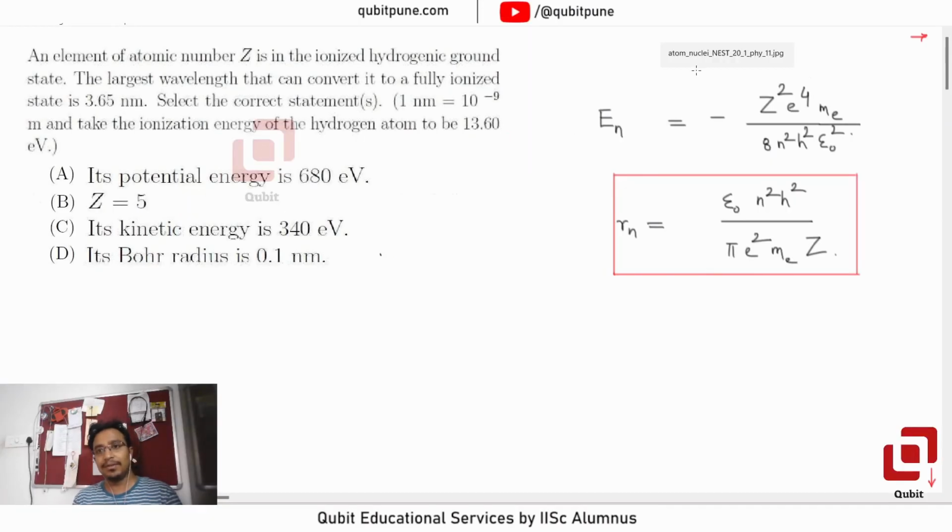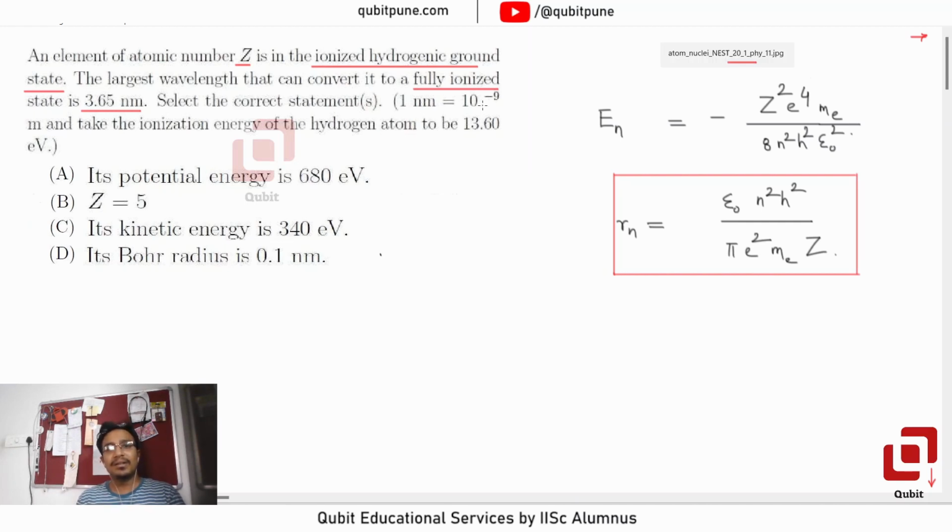This MCQ is from NEST 2020, Shift 1, question number 11. An element of atomic number Z is in the ionized hydrogenic ground state. The largest wavelength that can convert it to a fully ionized state is 3.65 nanometers. Select the correct statement or statements.